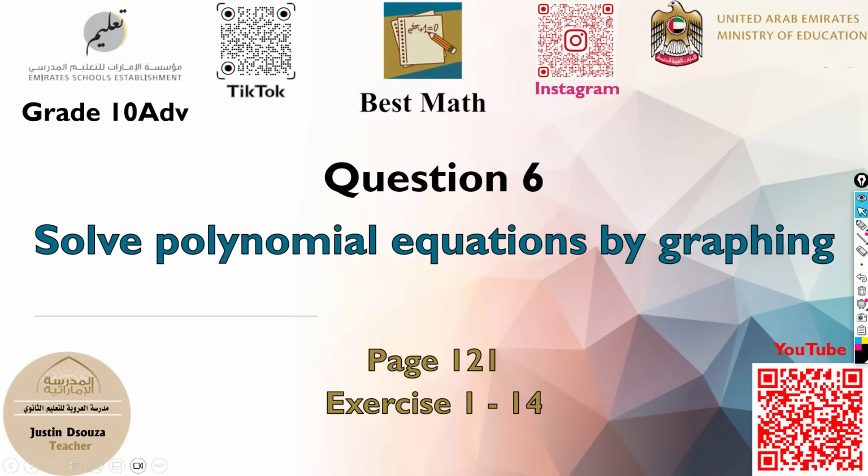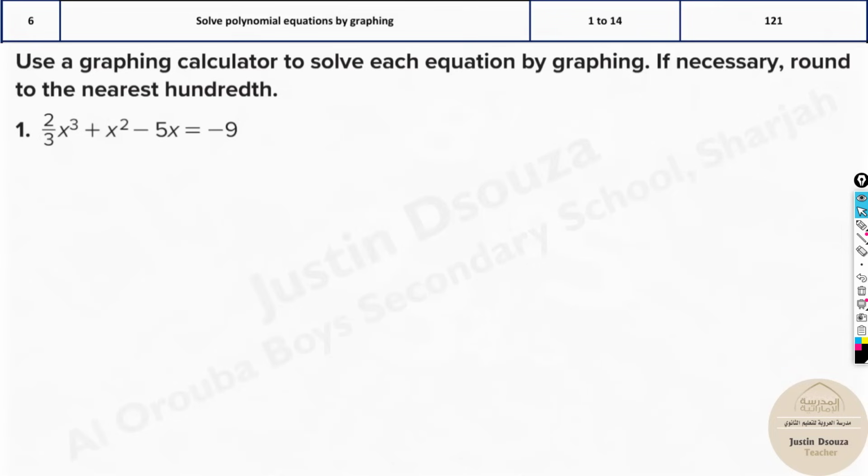Question 6 is solving polynomial equations by graphing. Since it's in the electronic part, you will have 4 options. You do not need to do graphing. You can do any method and solve it. Now these are very easy questions which can be done directly in the calculator. So let me show you now.